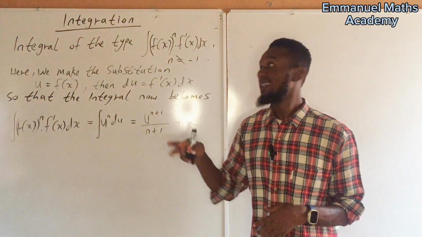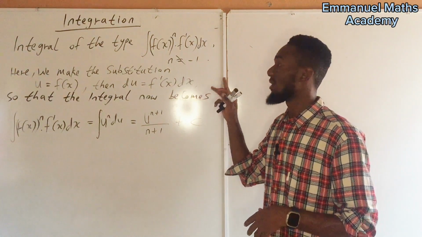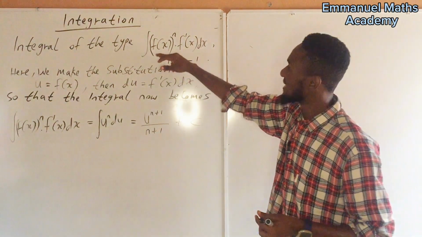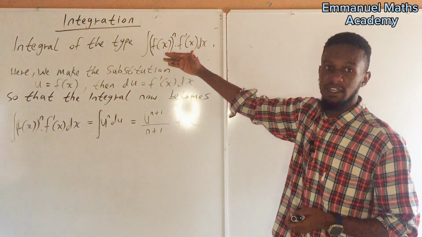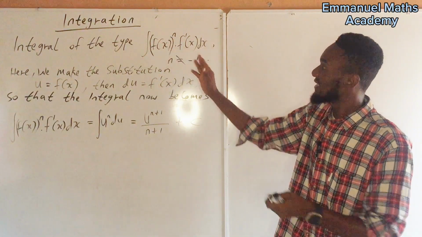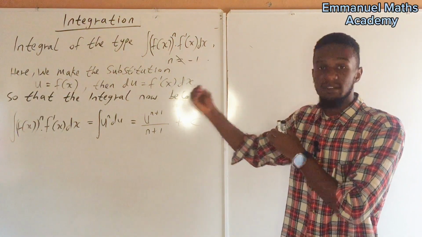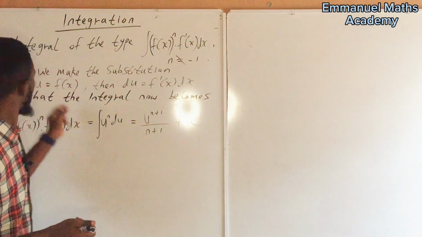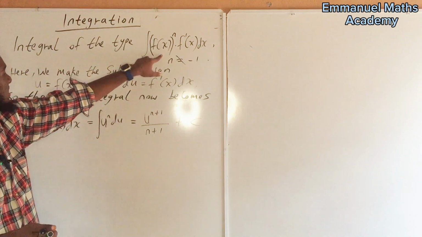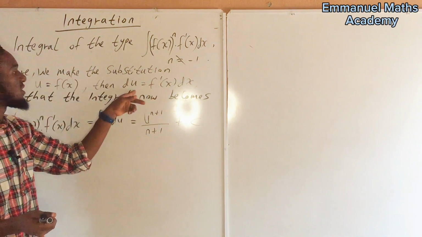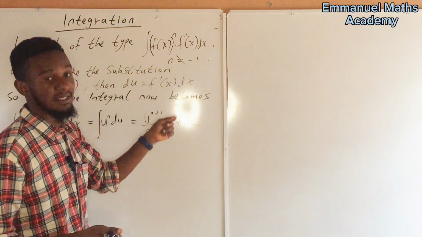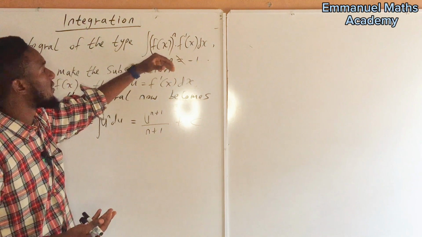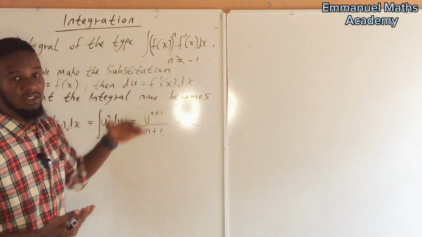So today we'll be looking at integrals of the type f(x)^n · f'(x) dx. This simply says that when you have a function you are asked to integrate and you discover that one function is the derivative of the other, we make a substitution u = f(x), whereby du = f'(x) dx. That means what you have in one part is the derivative of the other.